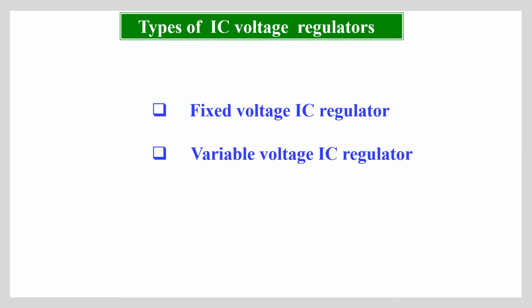Types of IC voltage regulator: fixed voltage IC regulator and variable or adjustable voltage IC regulator. So there are two: fixed, whose value cannot be changed, and variable, where according to our requirement we can vary the value. So there are two types of IC regulator.